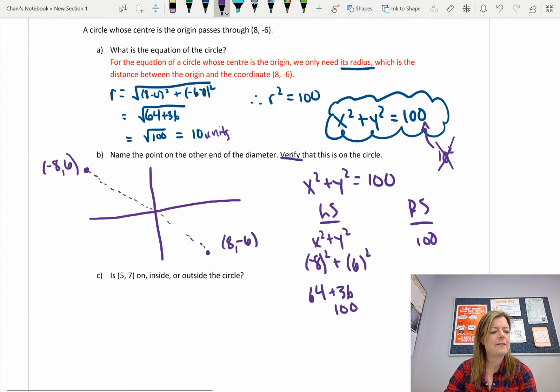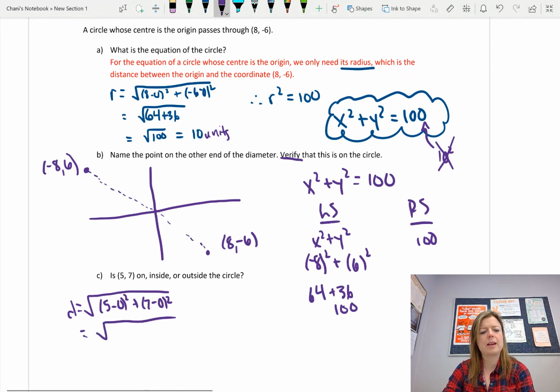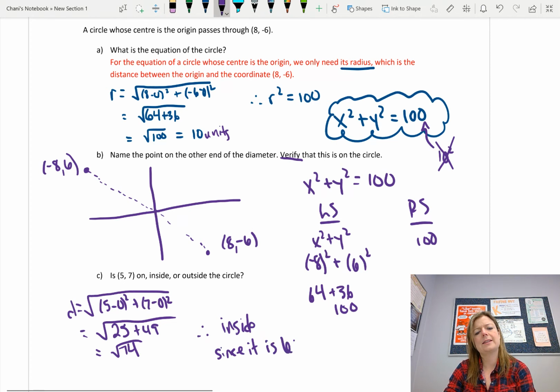Okay, finally, is 5, 7 inside, outside, or on the circle? So let's just find if its distance from the origin is greater than 10 or less than 10. I'm just finding the distance between this point and the origin. So we get 25 plus 49. So it is root 74 from the origin, which is less than root 100. So it is less than 10 units from the origin. So therefore it's inside, since it is less than 10 units away from the origin.